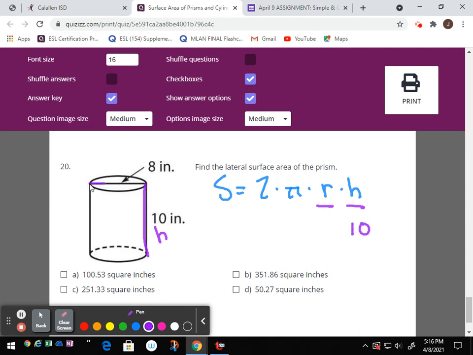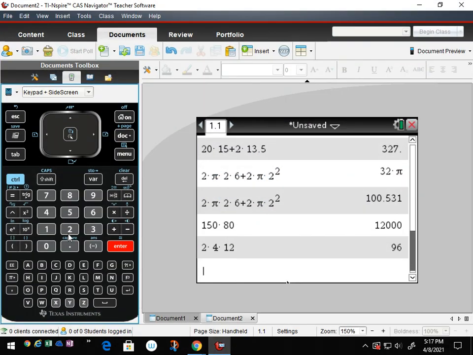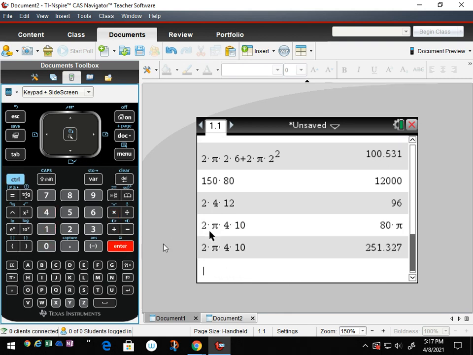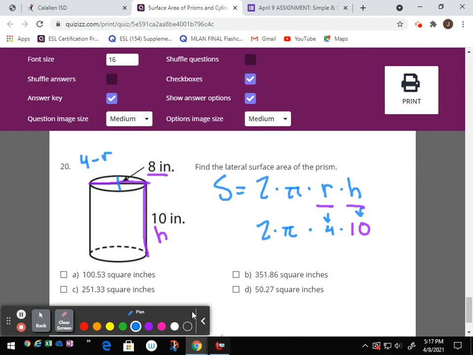If our line is going from side to side over here, that means that's our diameter on our circle, which says it's 8. So we know our radius is always half our diameter, so our radius is 4. So we have 2 times pi times our radius, which we just said was 4, times our height, which we said was 10. Let's go plug it in the calculator. 2 times pi times 4 times 10. And we get 251.3 or 251 3/10. Okay? Which we can see is answer choice C. C is the correct answer for number 20.